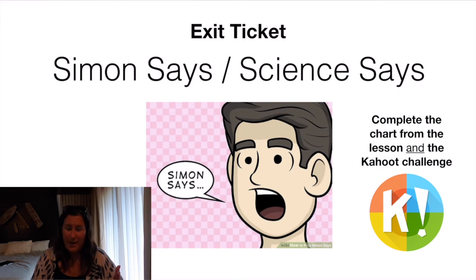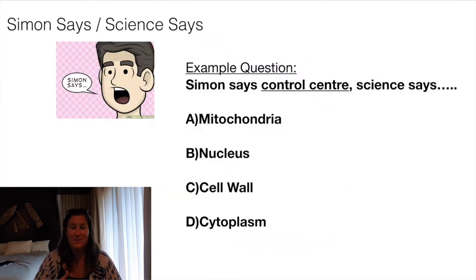The second part of your exit ticket, so you're going to add your completed table, but the second part of your exit ticket is a Kahoot challenge. This is kind of a unique Kahoot. It's a Simon Says, Science Says type challenge. So I'm actually going to give you an example question to show you what the questions will be like. It's going to be using the factory analogy.